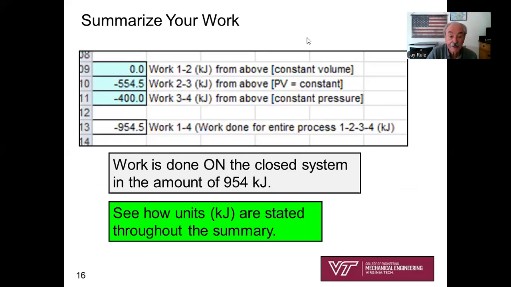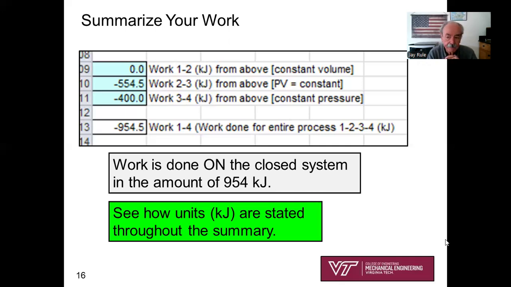So let's summarize the work. Again, if I'm going to turn this in for credit, I want to be sure that the person looking at my solution gives me all the partial credit he or she can possibly give me. The work from 1 to 2, 0. The work from 2 to 3, negative 554.5. I'm making it clear. These are my results. Work from 3 to 4, negative 400 kilojoules. I'm stating units in addition to numbers. And then I add them all together to get the work from 1 to 4, negative 954.5.